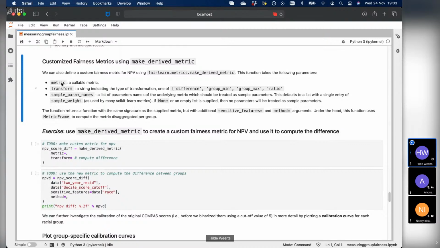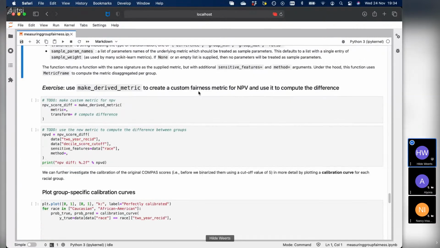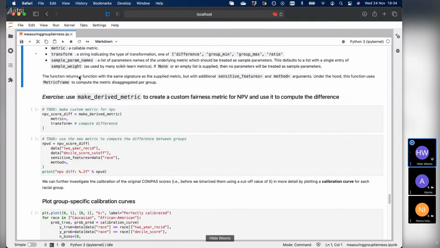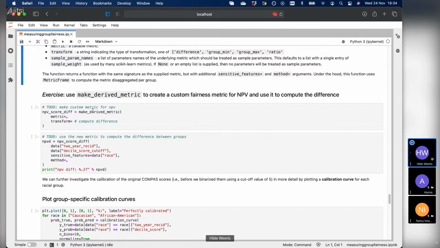So this function has a few parameters. We have metric, which is the base metric, so to speak. We have transform, which indicates whether we are considering the difference, the group min, the group max, or the ratio. We have sample param names, a list of parameter names of the underlying metric which should be treated as sample parameters. I'm not going to dive very deeply into this, but usually this will be, for example, the weight function. So if you have sample weight, then you could use that one. It results in the same signature that we've seen before, but with a sensitive features parameter and a method argument. Under the hood, this function again uses MetricFrame to compute those metrics disaggregated per group.